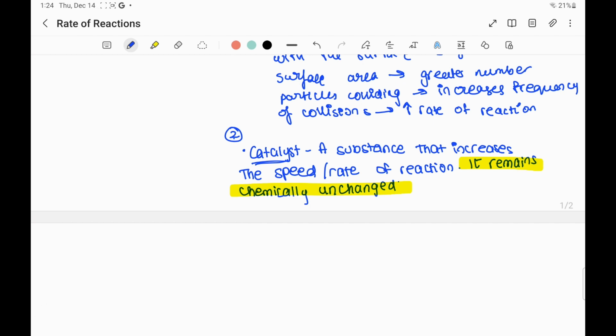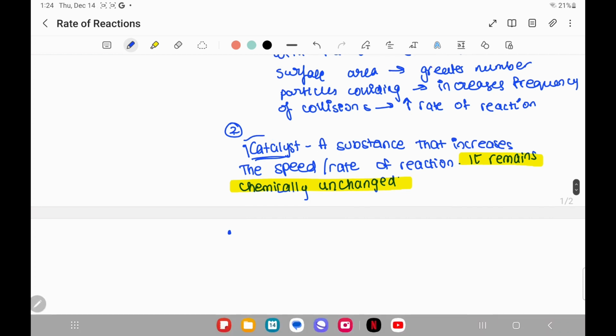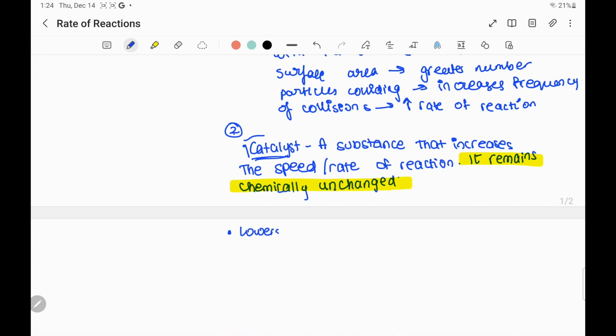So whatever mass you put in, whatever solid you put into the reaction, its mass will remain the same after the reaction is over because it's not taking part in the reaction. It is only increasing the rate of reaction. And all you need to know for a catalyst is that it lowers the activation energy. It lowers the minimum amount of energy required for the reaction to start up, basically causing the reaction to start faster and therefore increasing the rate of reaction.